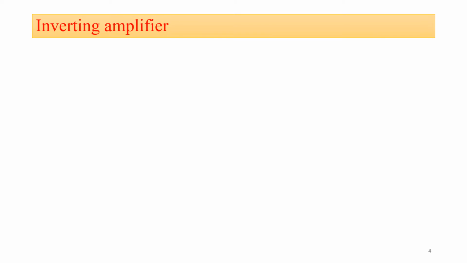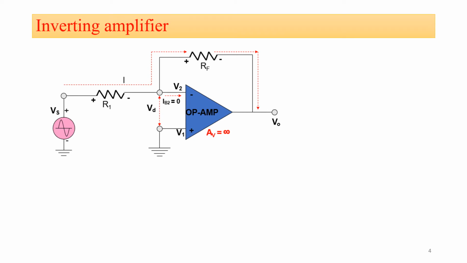Now the first type of amplifier, that is inverting amplifier. The circuit shows the inverting amplifier. Why is this circuit called an inverting amplifier? Because the input voltage which we are going to amplify is applied to the inverting input terminal, and our non-inverting input terminal is connected with the ground potential. That's why this type of amplifier is called an inverting amplifier. Vs is the input voltage, then R1 is the current limiting resistor, then Rf is the feedback resistor.